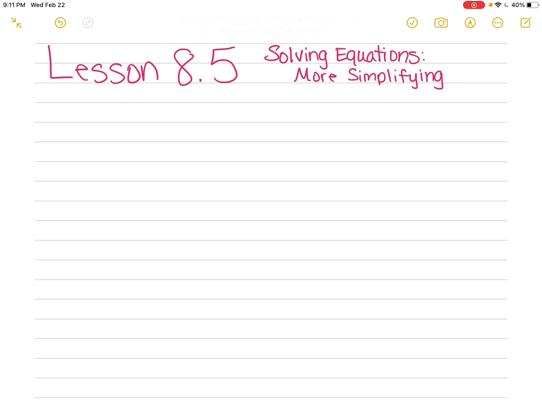Hello students, today we're doing lesson 8.5, solving equations, more simplifying. So this whole chapter is about solving equations and different things you'll encounter.